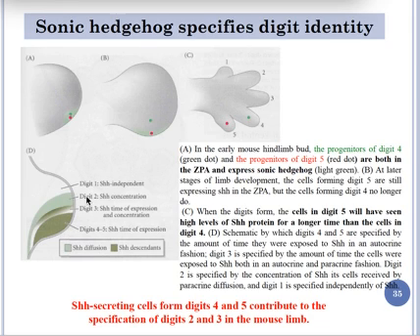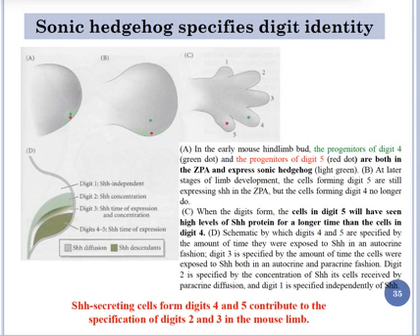While the zone of digit number 2 will receive sonic hedgehog only through paracrine diffusion, so this zone cannot produce sonic hedgehog in an autocrine way. But interestingly, you see that digit number 1 is completely sonic hedgehog independent. So we don't know exactly what factor is responsible for its formation, but it is completely independent from sonic hedgehog concentration.